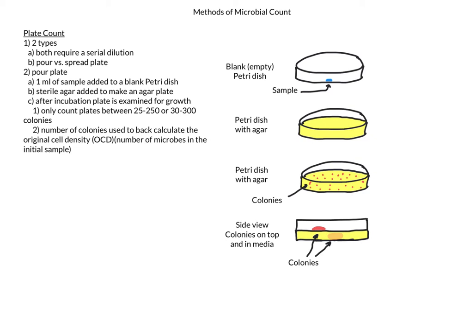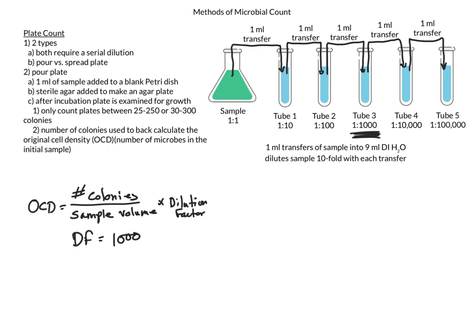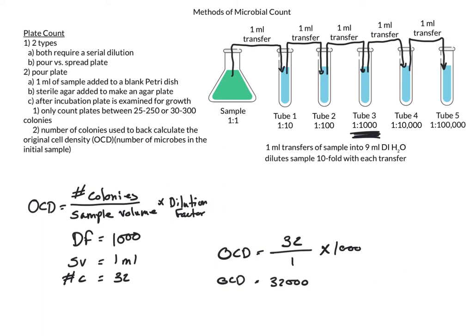The basic equation for this is that the OCD is equal to the number of colonies divided by the sample volume multiplied by your dilution factor. So as an example, let's say that we use our third tube, which would have a dilution factor of 1000. The sample size was 1 ml and the number of colonies is 32. The equation would then be OCD is equal to 32 divided by 1 multiplied by 1000. So our OCD is 32,000. Depending on the sample, this can then be compared to FDA guidelines to see if it is safe for consumption.